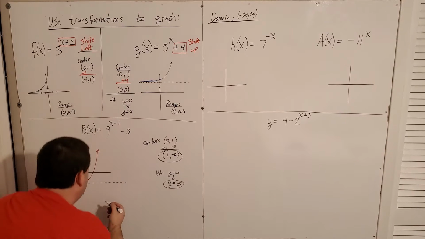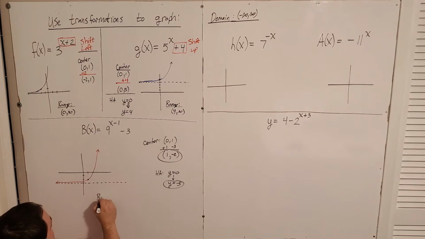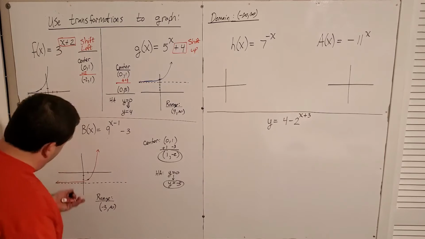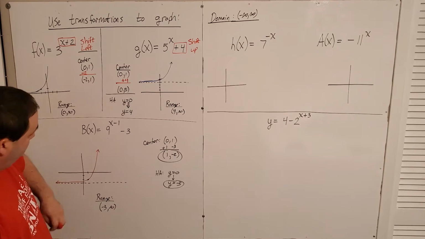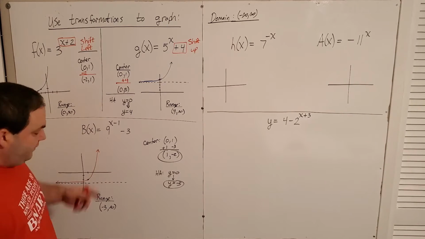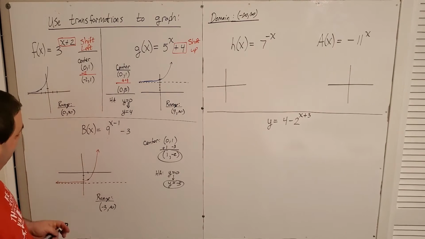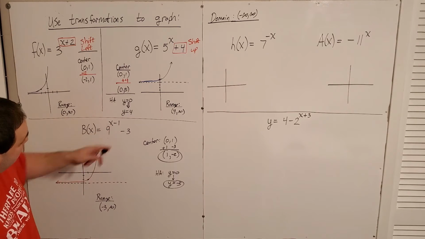So notice the range on this one. Is negative 3 to infinity, right? From bottom to top. So shifting works pretty much the same as any of the other functions. You just have to be careful of where you're reading the shift from.